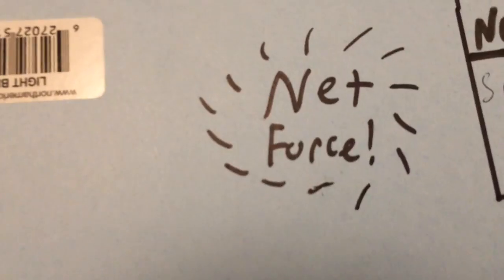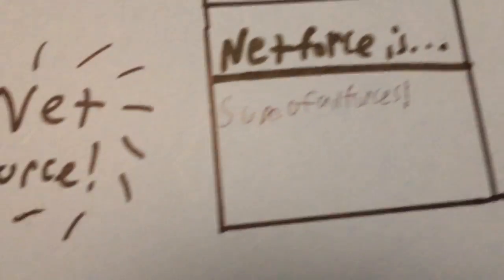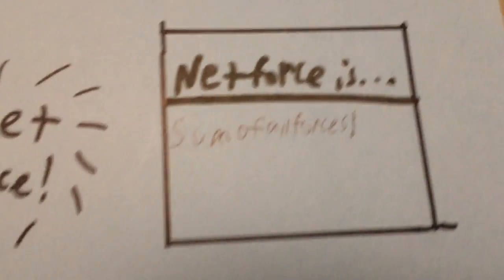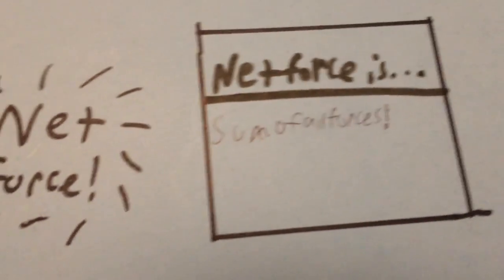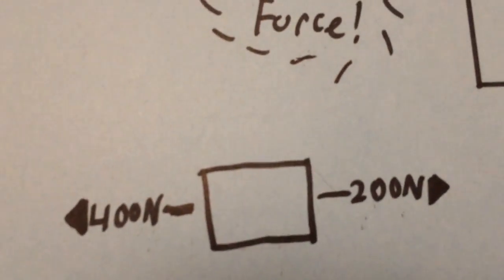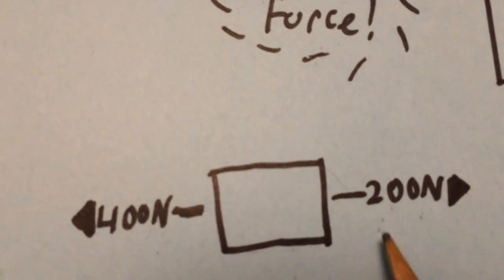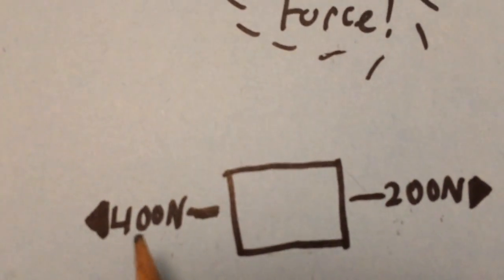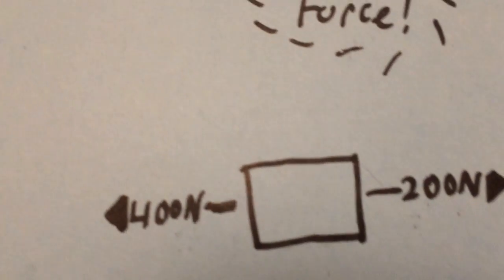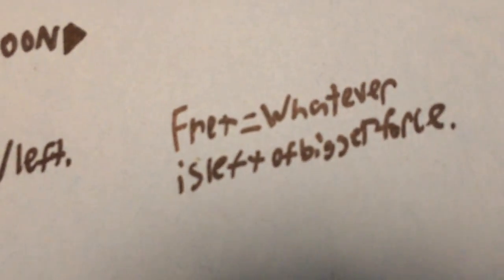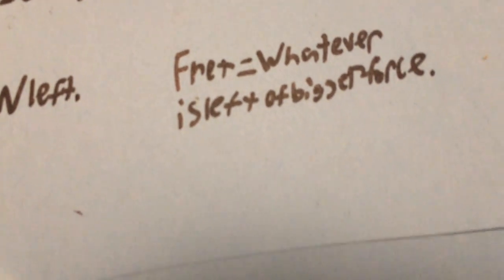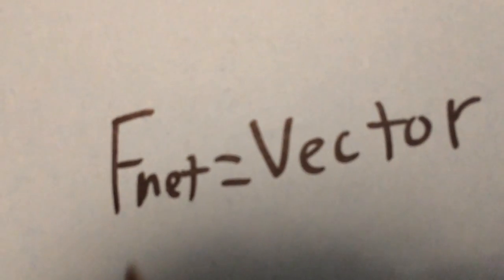First, we have to talk about net force. Net force is exactly what it sounds like. It's the sum of all the forces acting on the object. For example, if something is being pushed to the right with 200 newtons of force and to the left with 400 newtons of force, we can define the net force as 200 newtons to the left. In other words, if you have two forces acting on an object, the net force is the direction of whatever force is larger. As it has magnitude and direction, net force is a vector quantity.